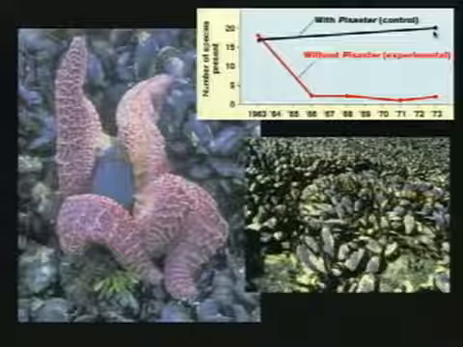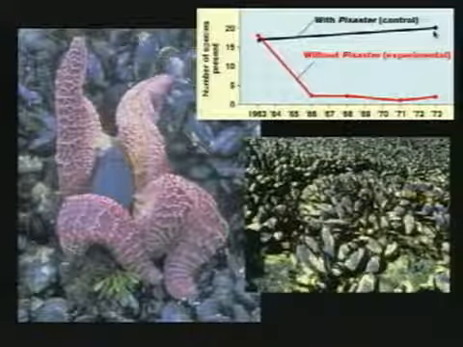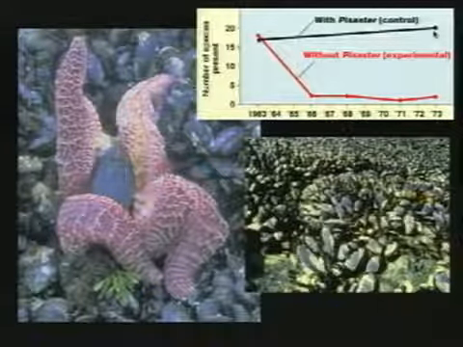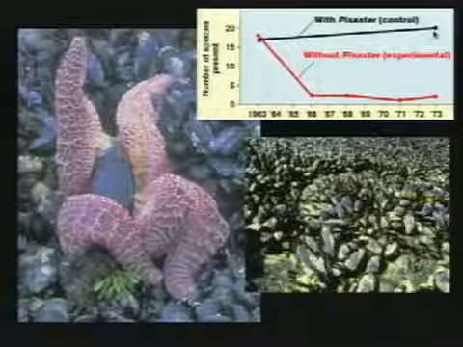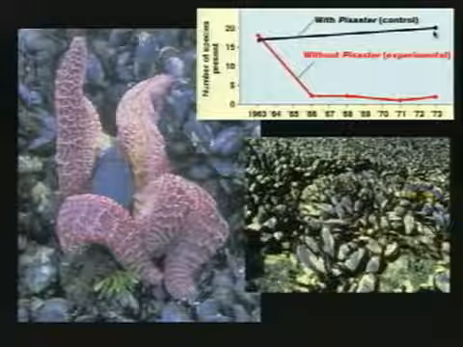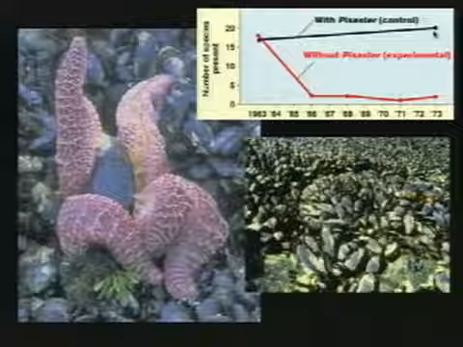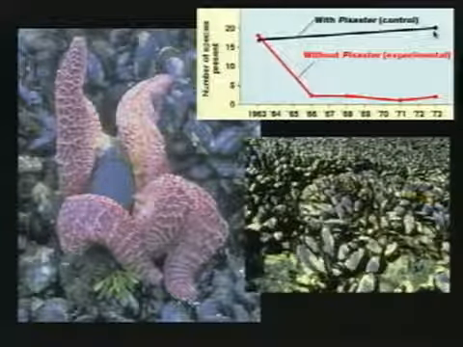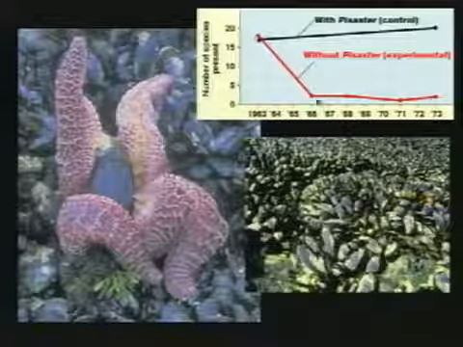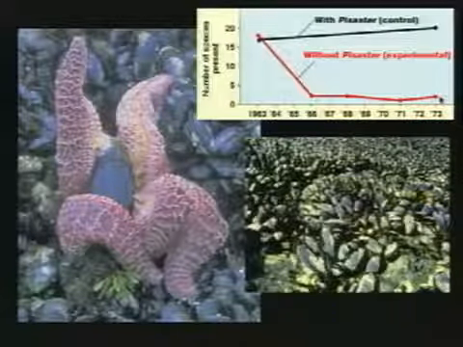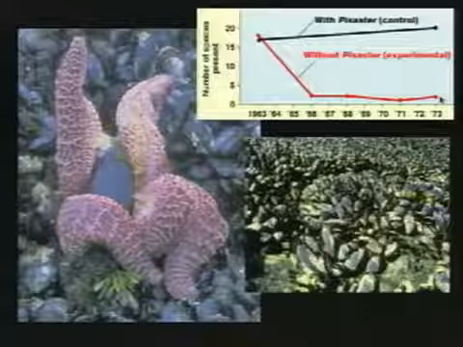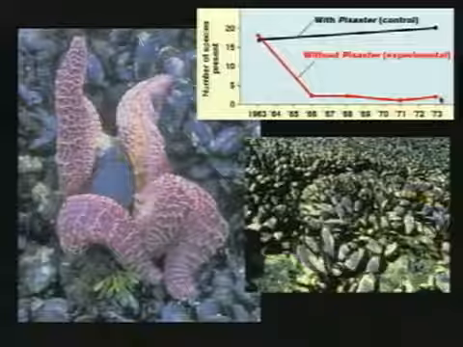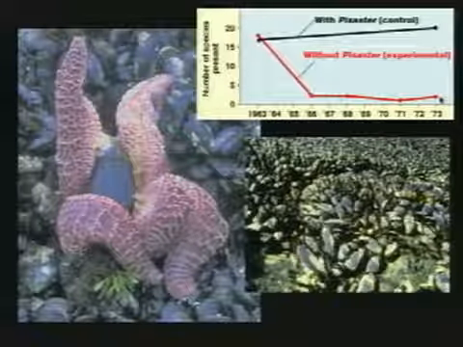What's the importance of the control there? Just thinking methodologically. Why have a control here? So you have something to compare the test against. What if you didn't have that? If you didn't run a control in this context, what would you say about this curve, these data here? Could you say that the loss of species richness was a result of the removal of Pisaster? Why not? What could it be a result of?